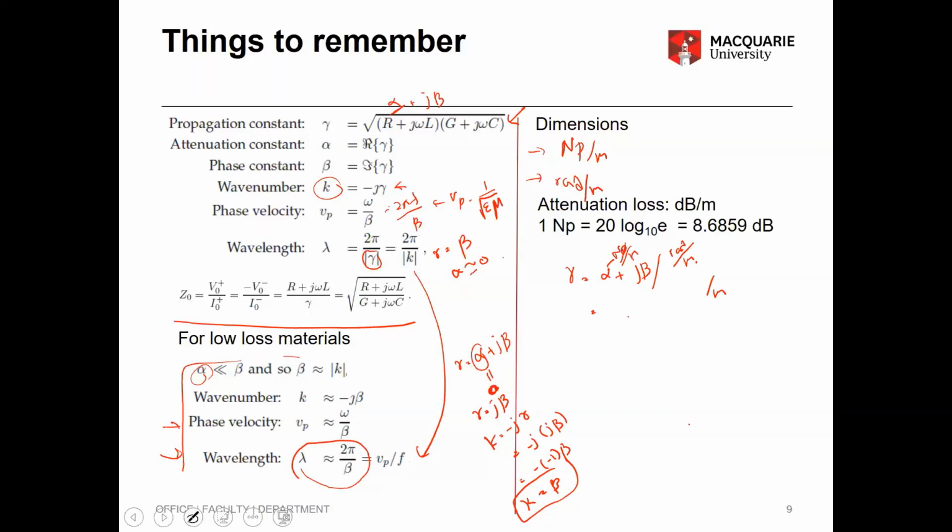Basically, 1 neper is 20 log e, which is 8.6859 dB. So if your loss is 0.1 nepers per meter, then your loss in decibels per meter would be 0.1 times 8.6859, whatever that value is. So that's in decibels per meter, because in the data sheets we will have it in decibels per meter. If you want to calculate the attenuation constant, you can work backwards.